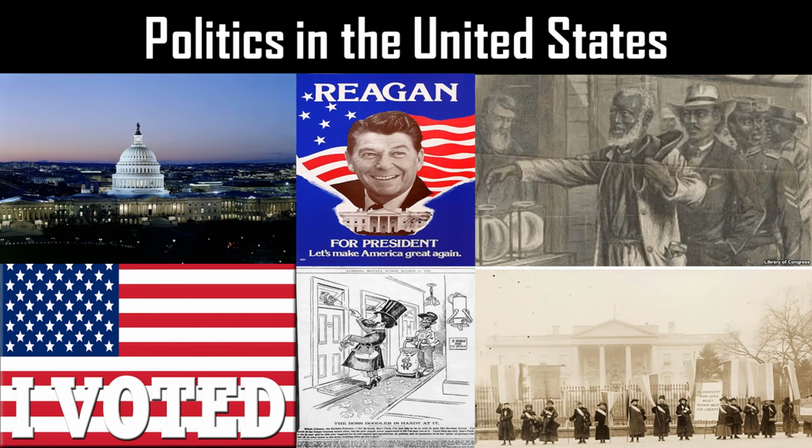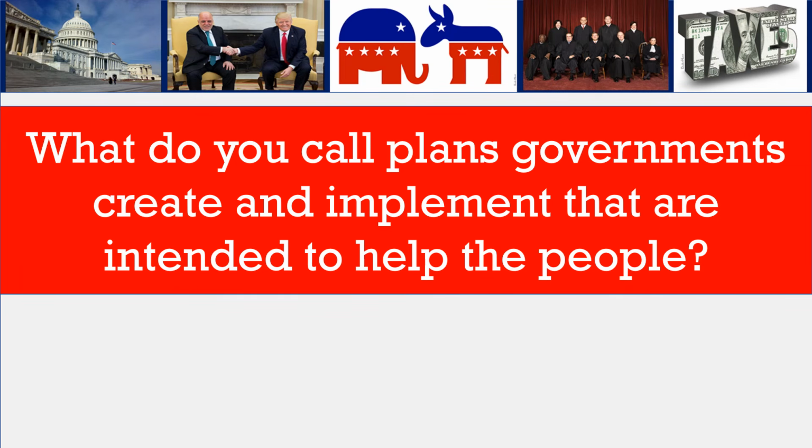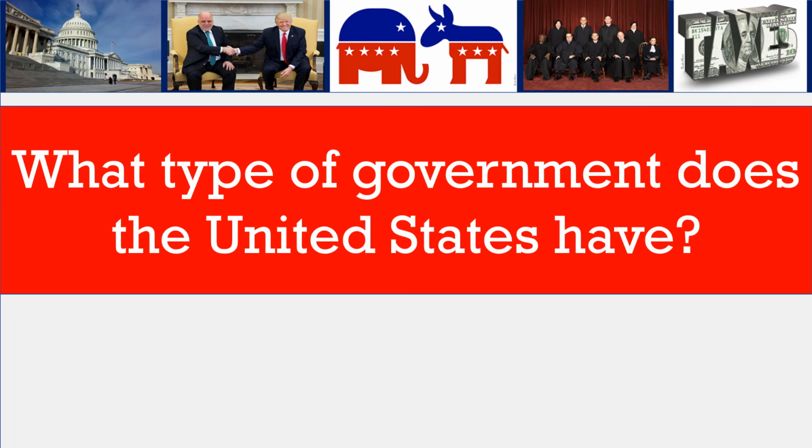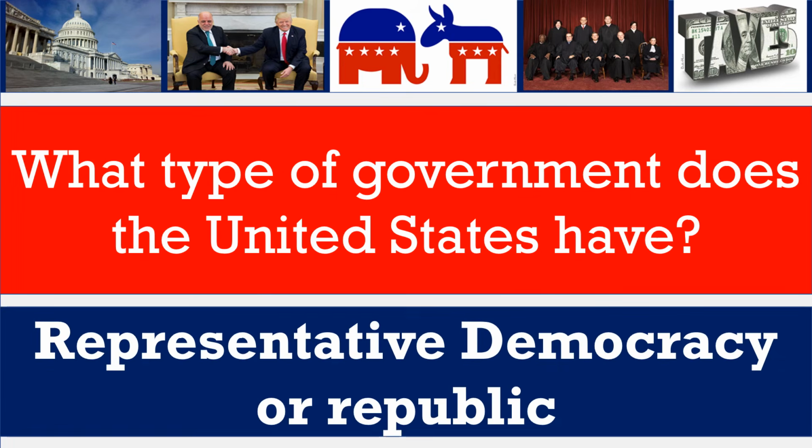We will look at all of these debates in much greater detail down the road, but before we do, let's review. What do you call plans that governments create and implement that are intended to help the people? Public policies. What type of government does the United States have? A representative democracy or a republic.